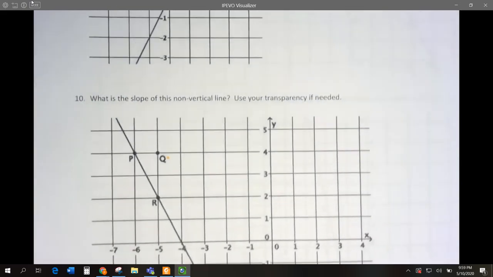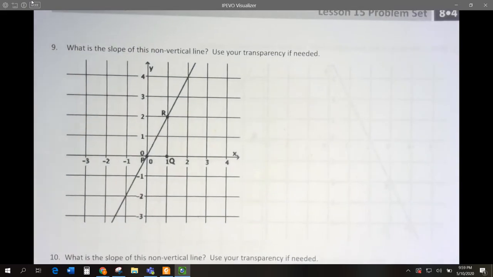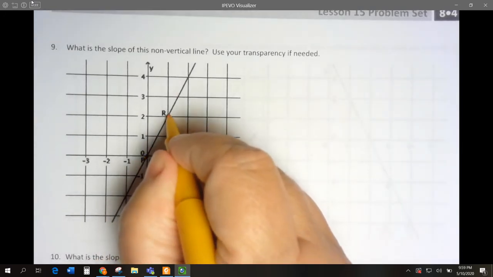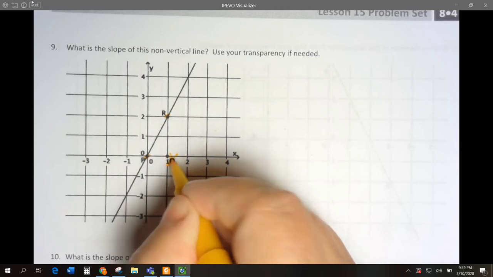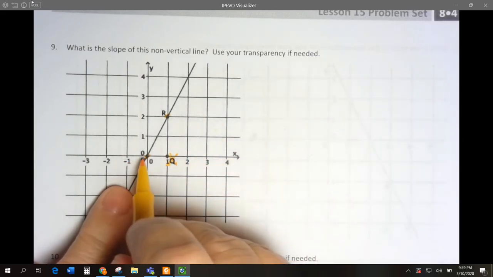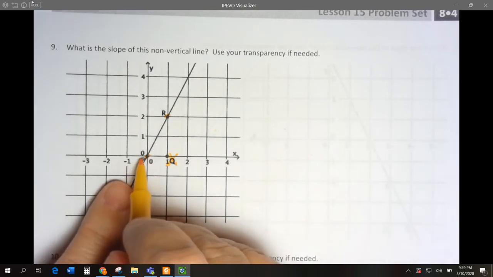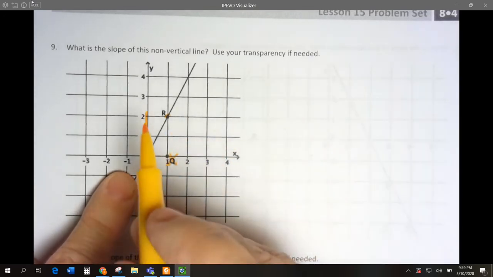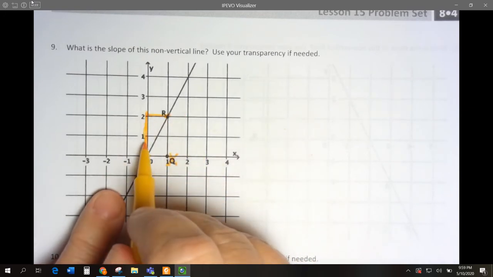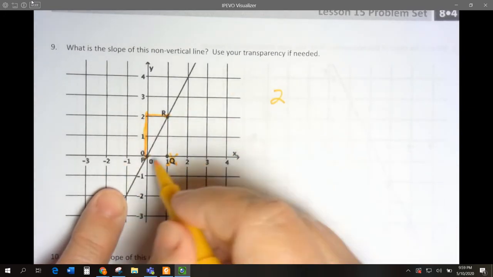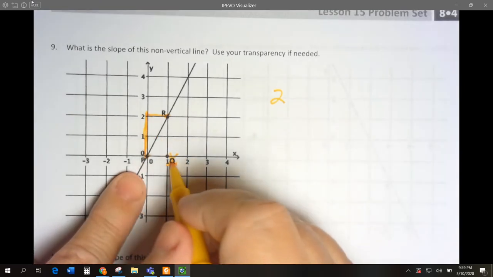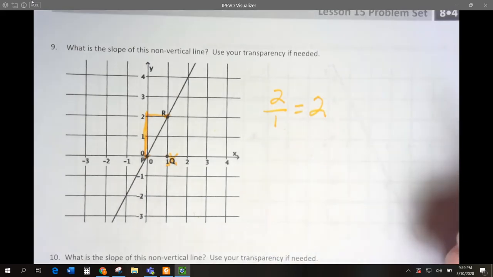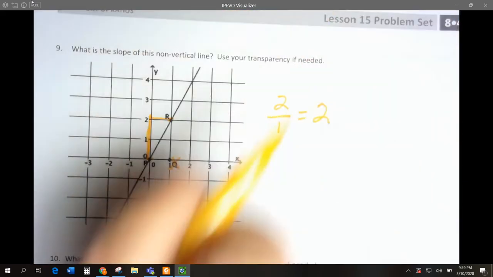Let's go to number 9. They give us our P and our R. Don't worry about Q. So to go from P to R, from our left to our right, we have to go up. So it's going to be positive and over. We're going up 2. We're going over from 0 to 1 is 1. 2/1, or 2. Positive because it's upward direction.